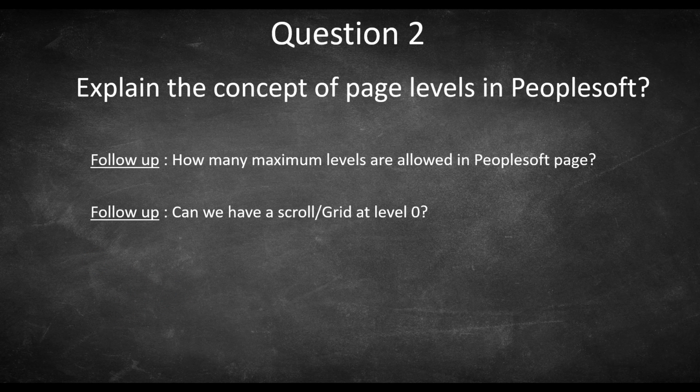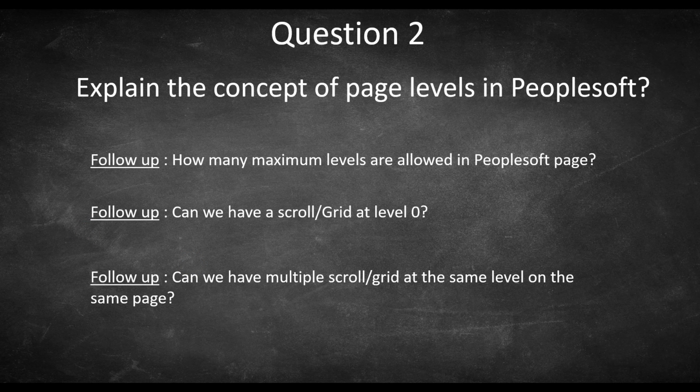Another follow-up question is: can we have a scroll or a grid at level 0? So the answer is no, we cannot have a scroll or grid at level 0, because the purpose of level 0 is to represent a single transaction, and the purpose of scroll and grid is to represent a combination of one or more rows related to a parent transaction. And this is the reason that we can use scroll and grid from level 1 up to level 3, but we cannot use scroll or grid at level 0.